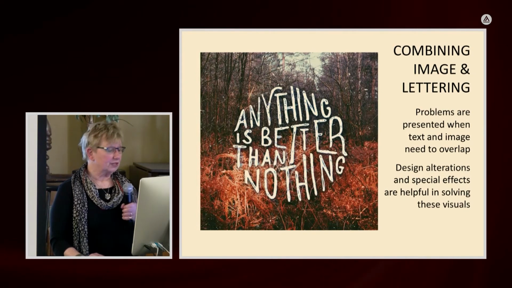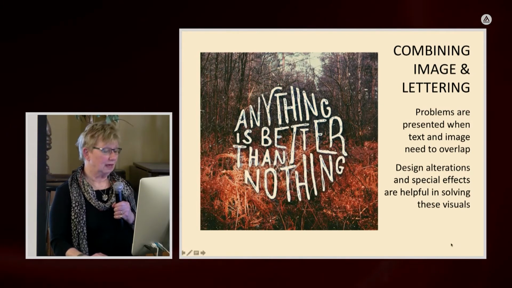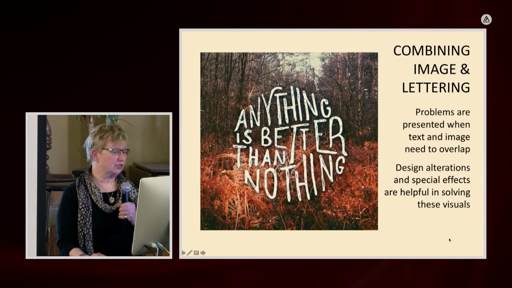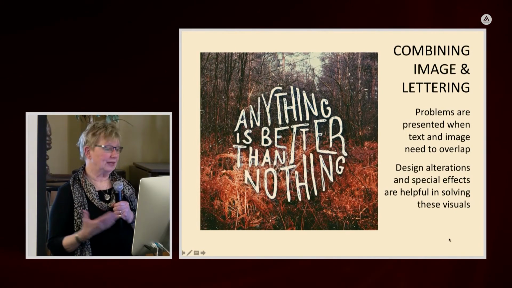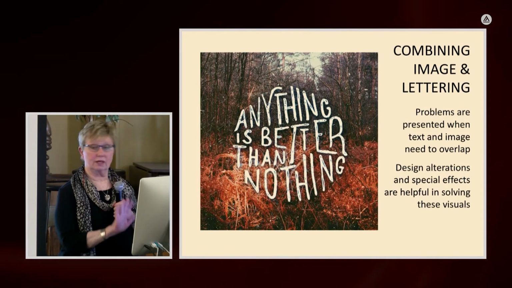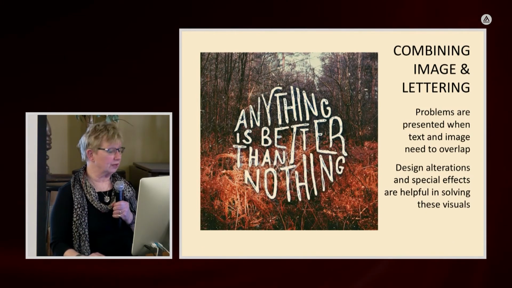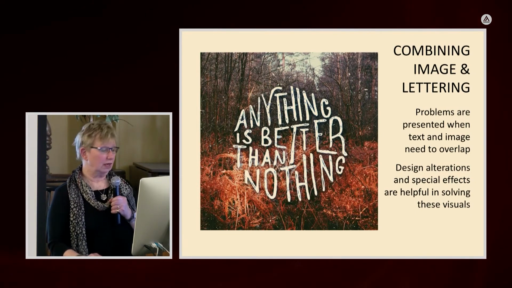And I think I mentioned this before, problems are presented when text and image need to overlap. And so to avoid getting something lost, you can add a drop shadow, a glow, and accentuate. You can mute the background behind what you're doing, and so forth. So we look at all those ways to improve something.